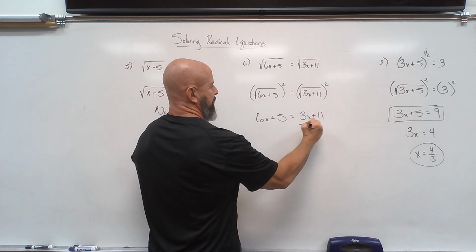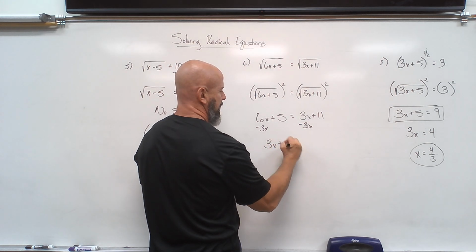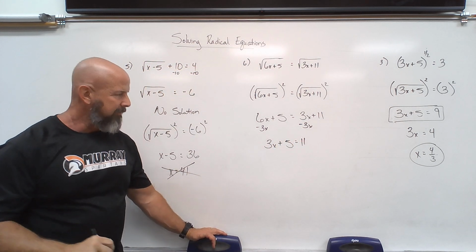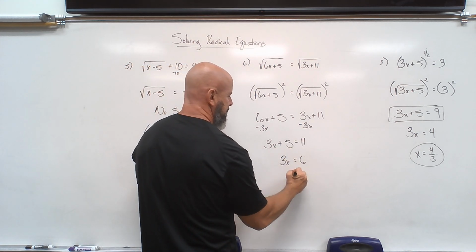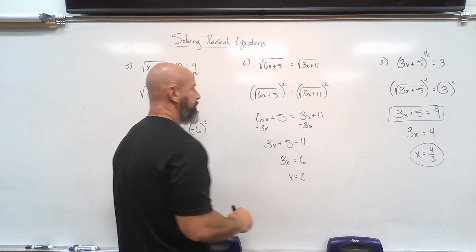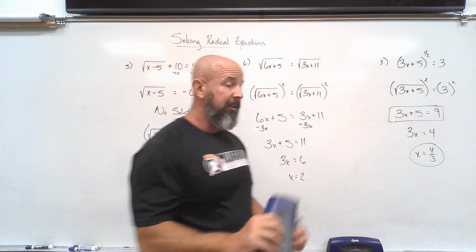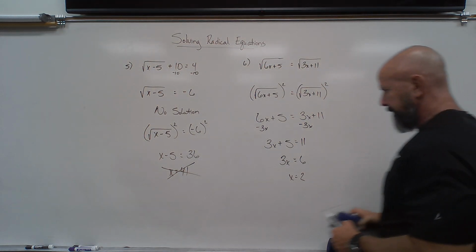Let's see, I'll subtract my 3x. See, 3x plus 5 is 11. Definitely starting to look a little better now. Subtract my 5. 3x is 6, and so then x is 2. And we can even use that idea of checking, because if that 2 doesn't work, it would be a no solution. But let's take a look here.